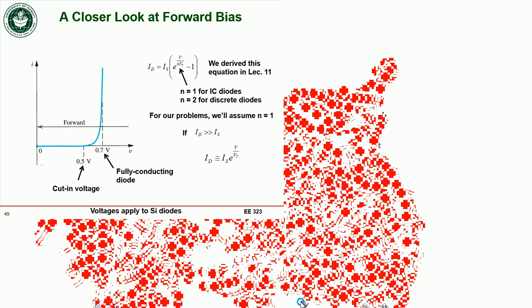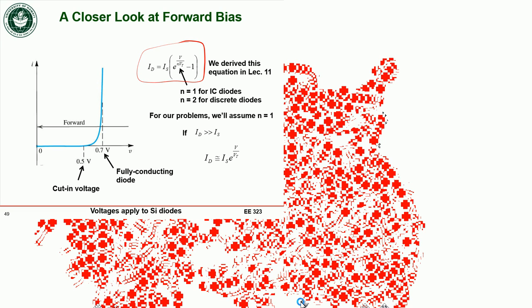If you look in the textbook for the diode equation, you may come across this form of it, where there is this factor n in the exponential, in the denominator of that term in the exponential.